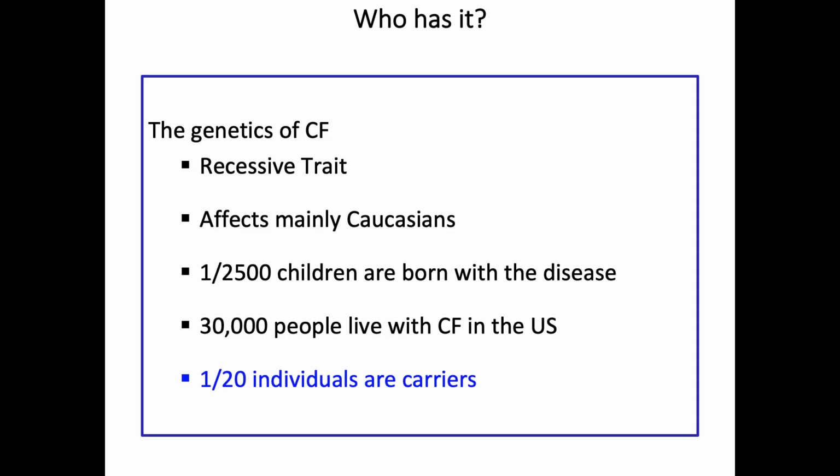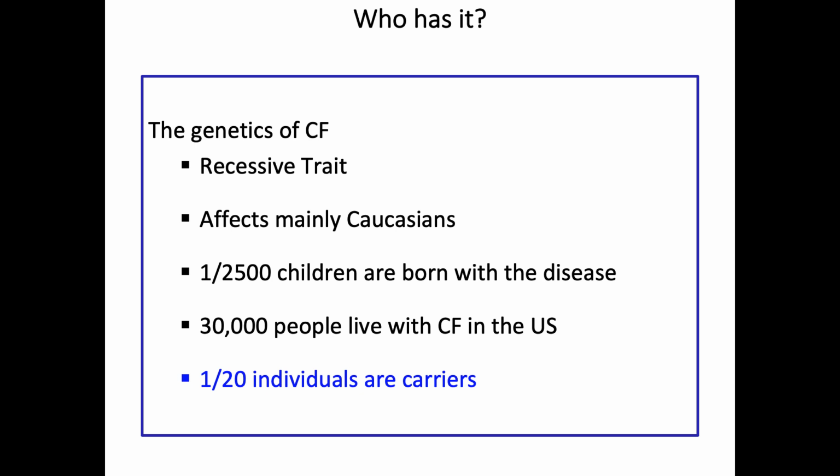Let's take a look at this. Again, this is a slide that we have seen before. It's a recessive trait, affects mainly Caucasians. About 1 in 2,500 are born in the U.S. with this disease. About 30,000 people live in the U.S. with this disease. Now, 1 in 20 individuals are carriers.